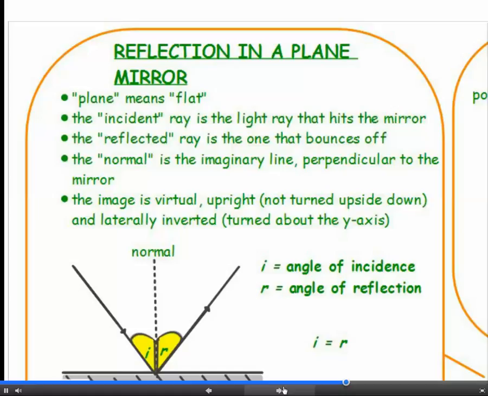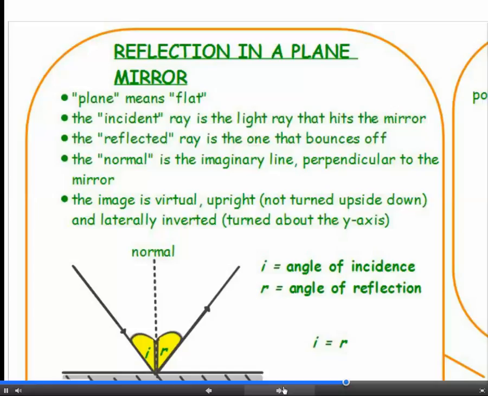They're upright, in other words it's not turned upside down, and they are laterally inverted. They're turned about the y-axis or they're spun around 180 degrees from side to side. And you'll see this is how you draw a ray diagram. You'll see that we have the incident ray coming in from the left. It hits the mirror. It's then reflected. We have the reflected ray.